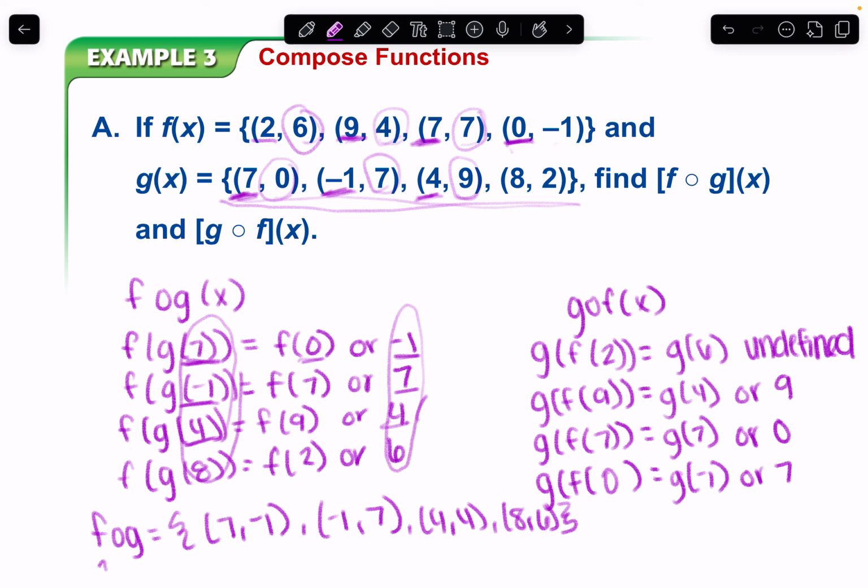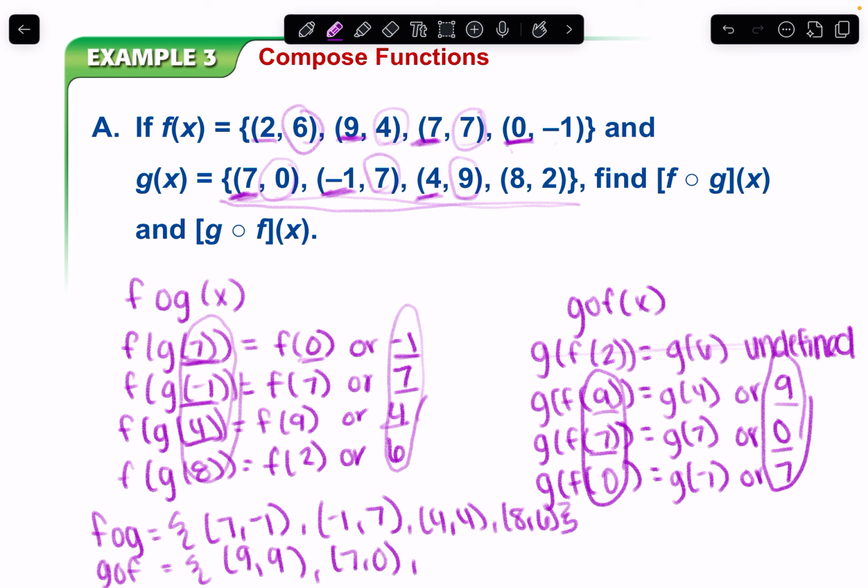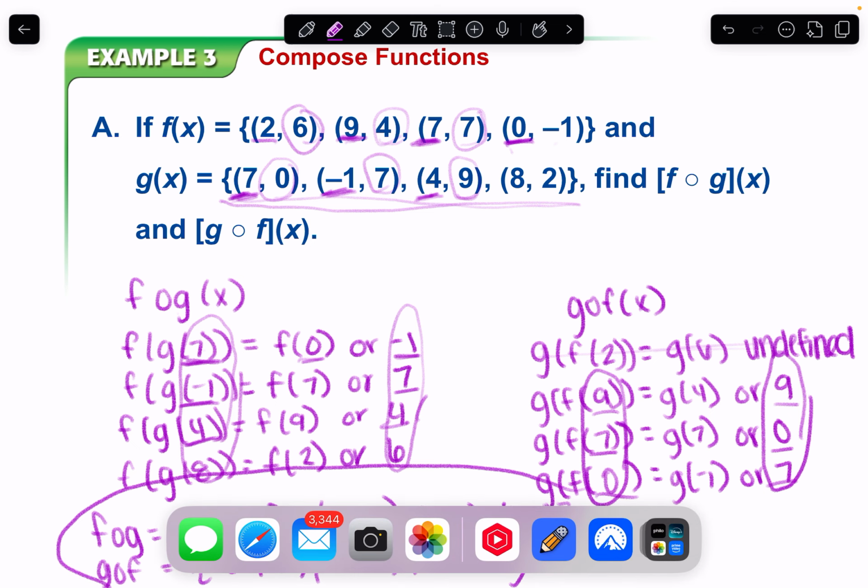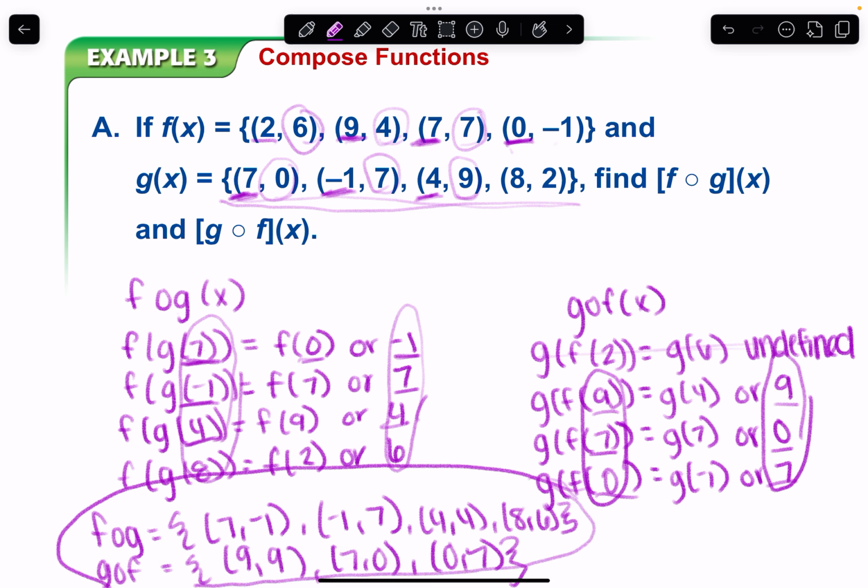Then for my g of f function, because this top one is undefined, I'm not listing this ordered pair at all. So I would start here. Again, these were x values, and these are corresponding y values that go together. So I would have 9, 9, 7, 0, and then 0, 7. So this is your answer to this question.